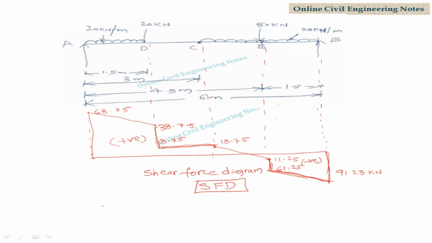Draw the bending moment diagram. Draw a bending moment line. Locate the points. This is A, this is D, this is C, this is E, this is B. Shear force diagram is completed. Now draw the bending moment diagram.